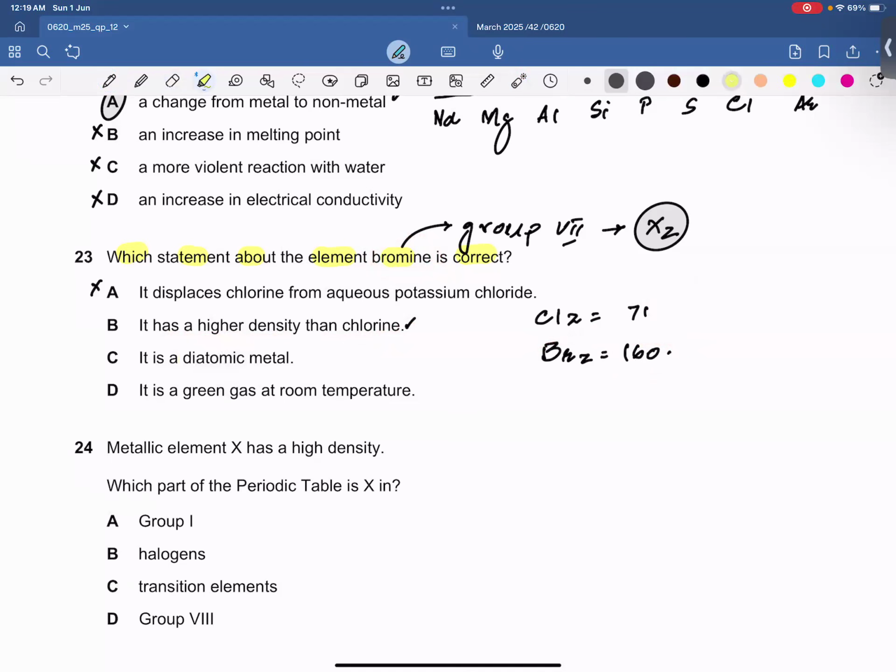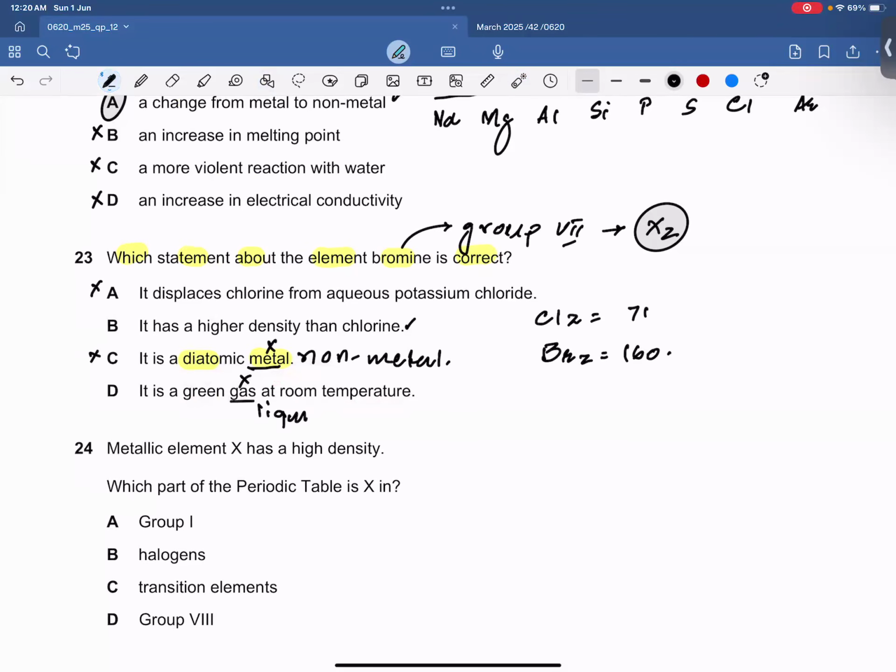Diatomic metal. By the way, it is not a metal, it is a non-metal. It is a green gas at room temperature. Bromine is not a gas, it is a liquid. Also, it is not green, it is red brown, which is why D is incorrect, and therefore B is going to be the correct answer.